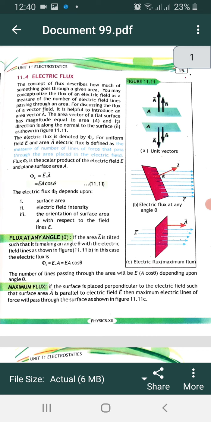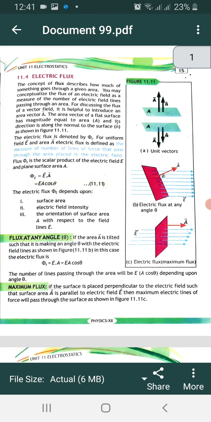And the third most important thing, which is the orientation, that is called angle. Orientation of surface area with respect to electric field intensity. So this equation contains information about these three things. So look at the beauty of mathematics. Look at how difficult it would be to discuss that. Electric flux depends upon electric field intensity, surface area, orientation, etc.